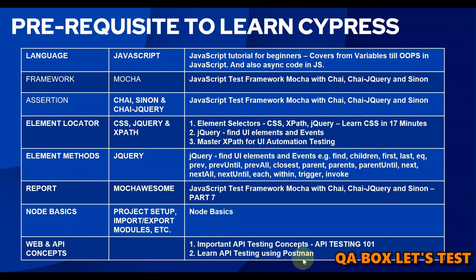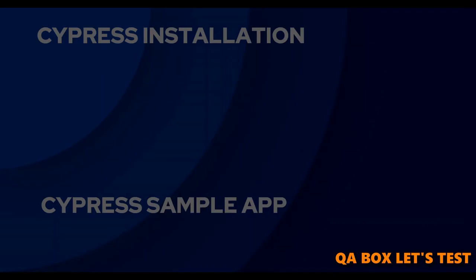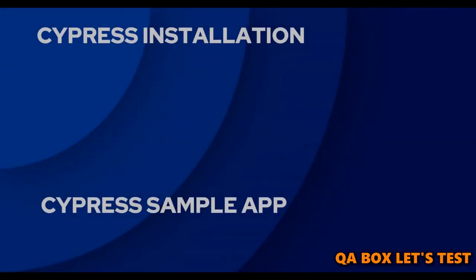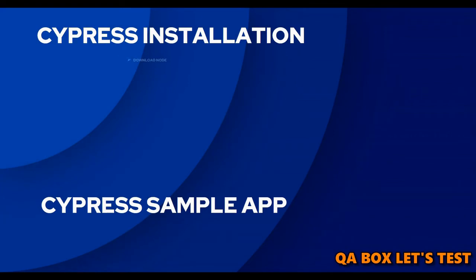And then I've already created videos on important API testing concepts, API testing 101. And if you want to learn API testing using Postman, because when you are doing the API testing using Cypress and you're stuck somewhere, then Postman is a great tool. So you can set up your request and then try it from there. If it works there, then you can see, okay, hey, maybe you're not sending data in a proper format in Cypress, right?